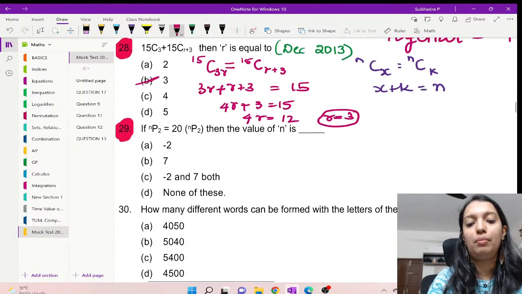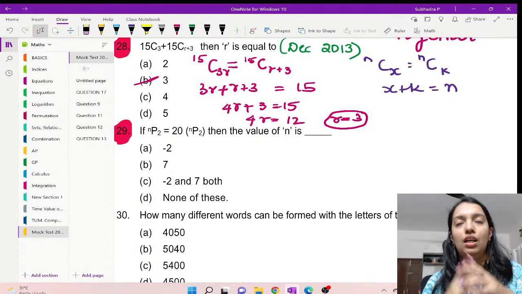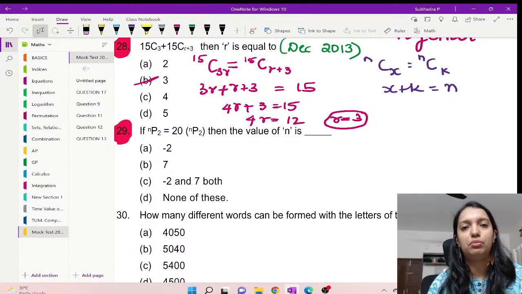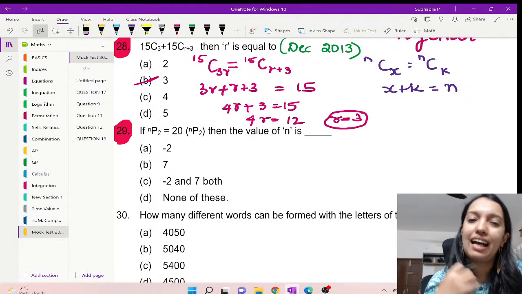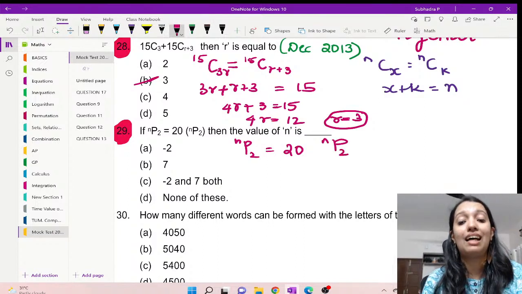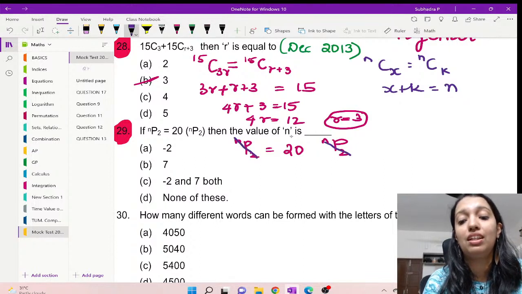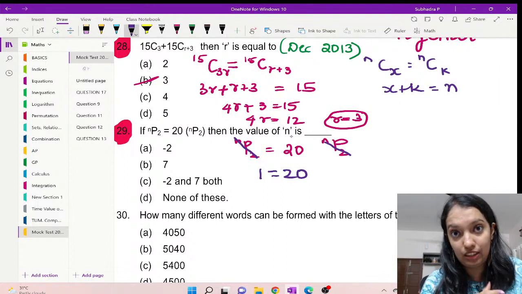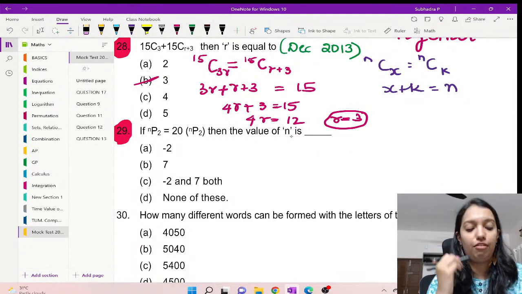Next. In the next question also there is a mistake. Seems like the ICAI person who was preparing the paper blindly just copy pasted from some book without verifying anything. I just hope that ICAI rectifies all the questions as soon as possible. So it is NP2 is equal to 20 of NP2. I have just written what has been given in the question. What will happen, math students? NP2 gets cancelled. What is left out? 1 is equal to 20. Can this happen in mathematics? 1 is equal to 20? No. So that means there is an error in the question. Let us rectify that error.